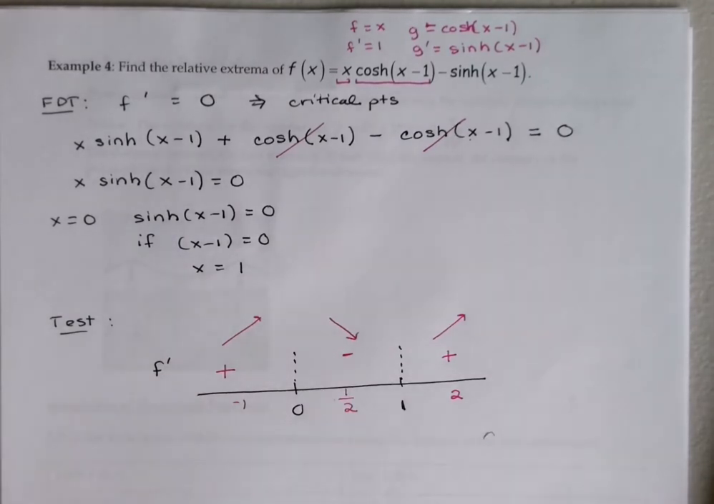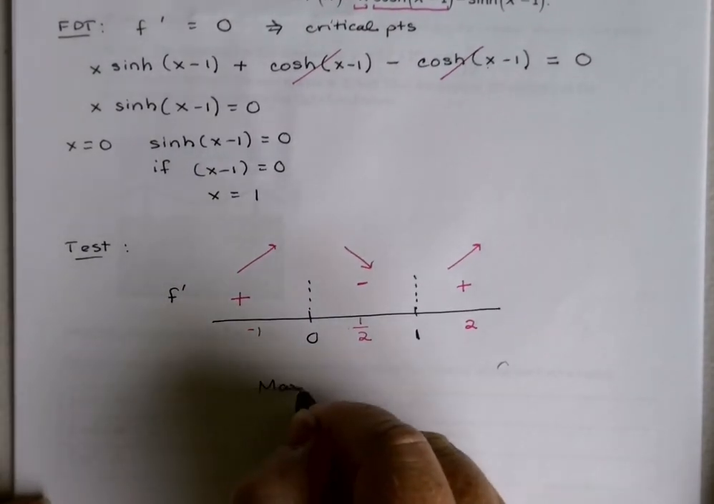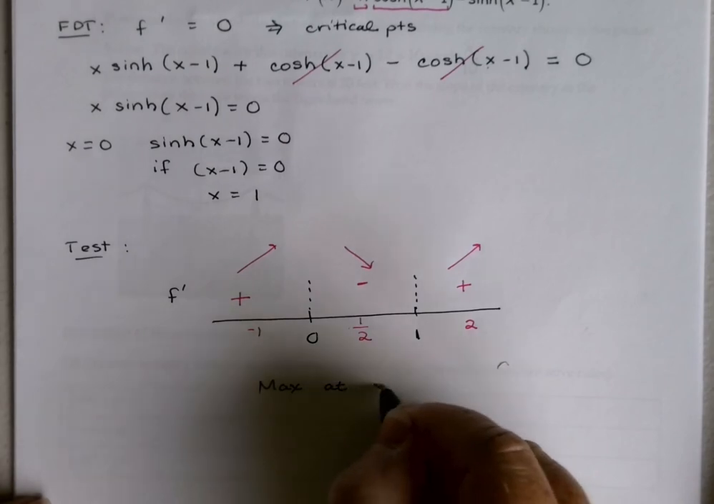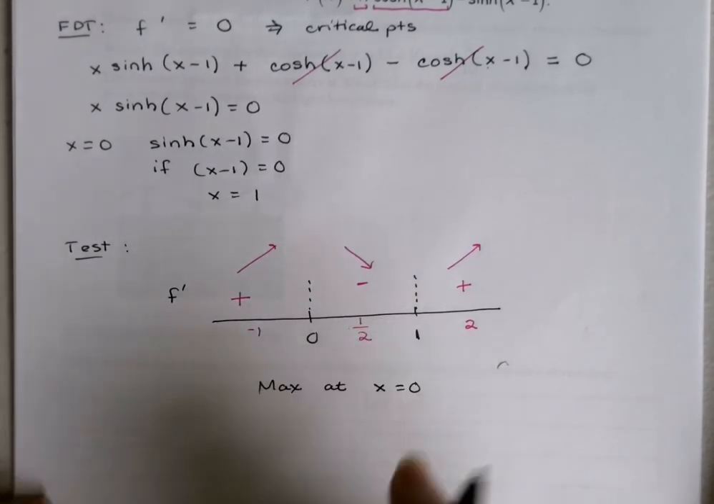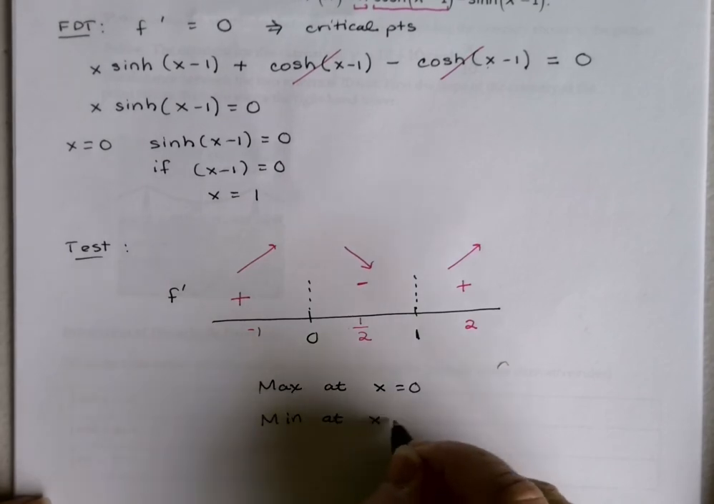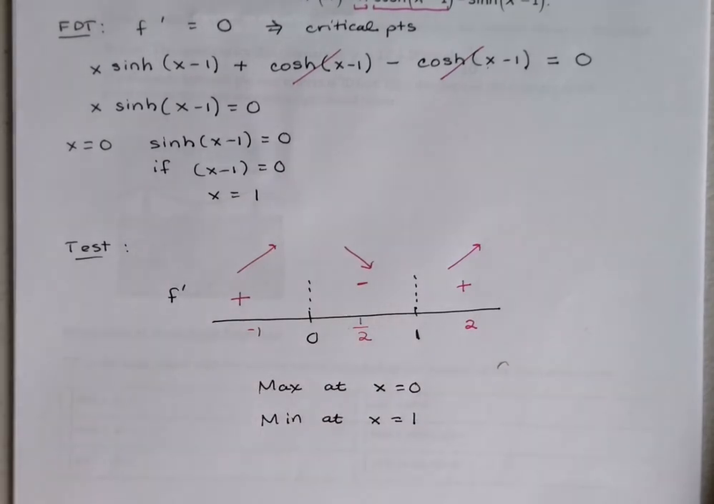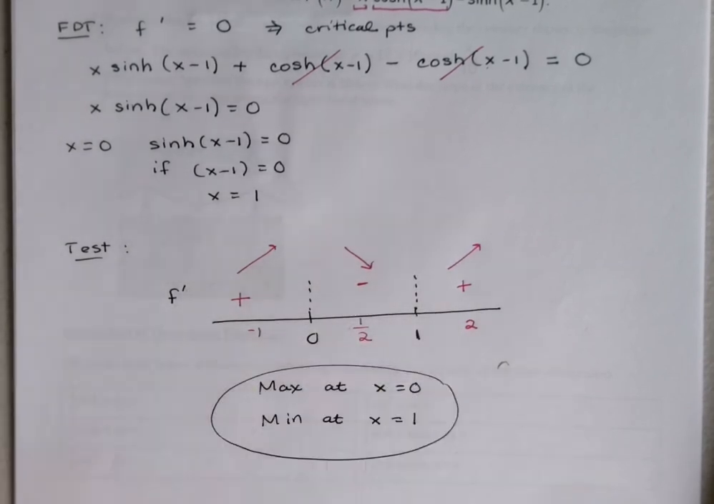So my conclusions would be that I have a maximum at x equals 0, and then I have a minimum at x equals 1. You could go back and plug into the original function to get the y values, but I'm just going to leave this one like this.